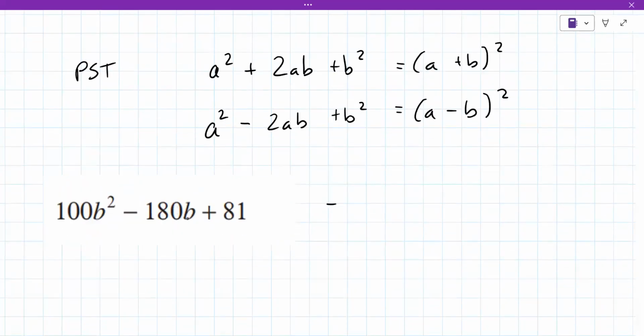What does this factor into? It factors into 10b plus 9. Minus 9. But there's a negative here, so minus 9? Minus 9. Okay, so if there's a negative anywhere in the question, it's, well, not anywhere. It's the first one here. Okay, yeah, okay.